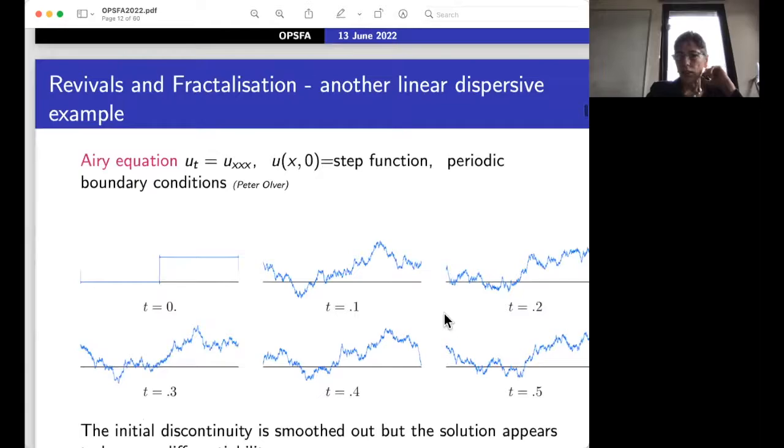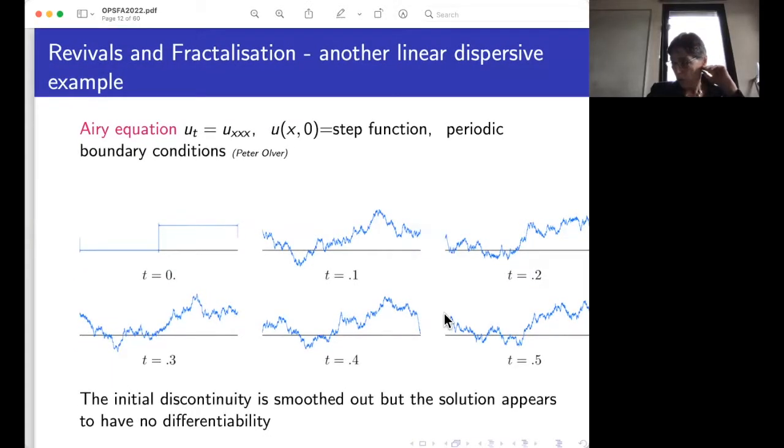This is not only the case for free space Schrodinger, and this is where I first heard of this phenomenon, the Airy equation. So the simplest dispersive third order equation that you can think of, u_t equals u_xxx. If you start with the same step function, so the Riemann problem for this and periodic boundary condition, and you compute the solution, this was something that Peter Olver introduced me to in one of his talks.